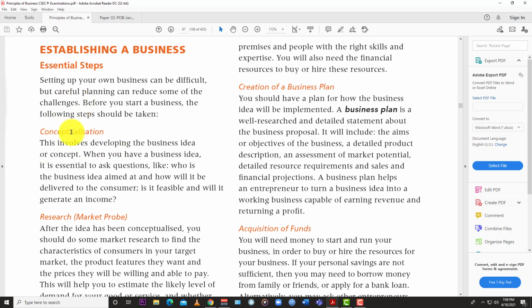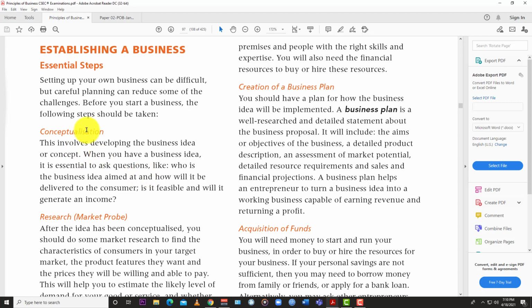And so we're listing here. We have conceptualization. This involves developing the business idea or concept. As the name suggests, what you're doing is you have a business idea and you're thinking it through in your head. When you have a business idea, it is essential to ask a question like, who is the business idea aimed at and how will it be delivered to the customers? Is it feasible and will it generate an income? So the conceptualization phase is you have the idea and then you start formulating that idea in your head to see if it's something that is viable or not.